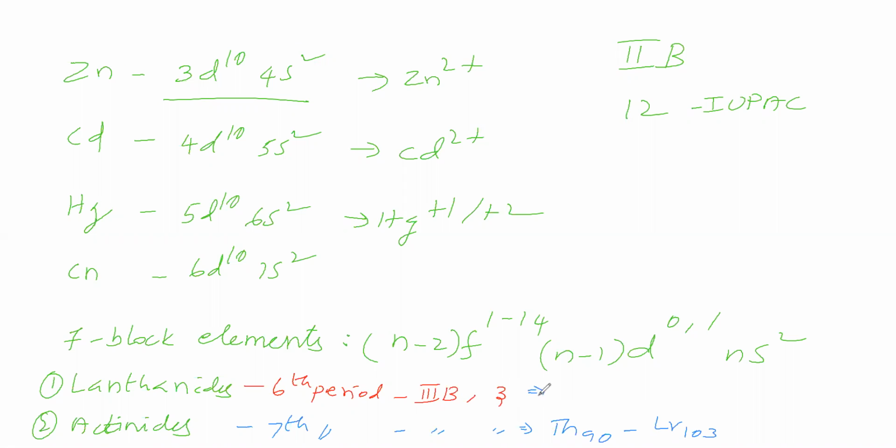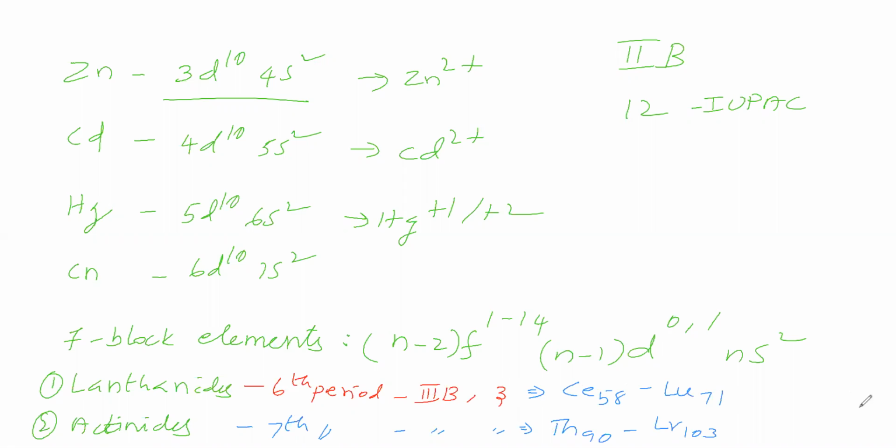Lanthanides start from atomic number 58, that element is cerium, cerium 58 to lutetium 71. These 14 elements are called lanthanides. All these 14 elements come under the 6th period, group number is 3B.